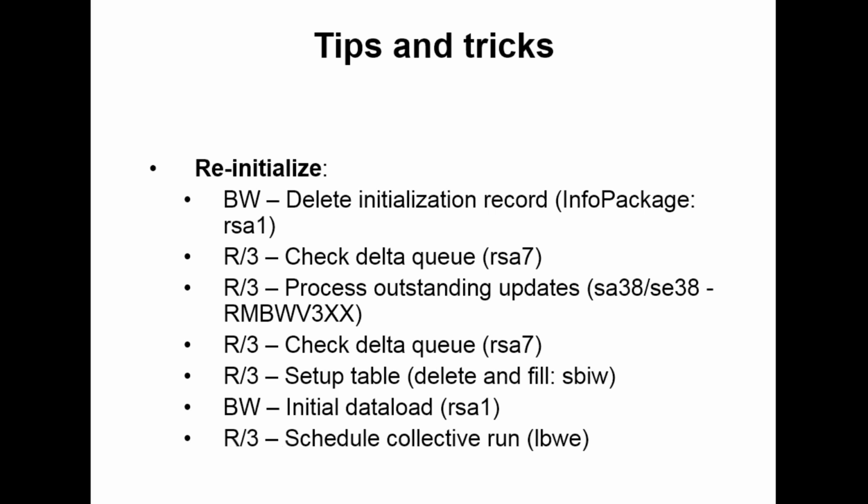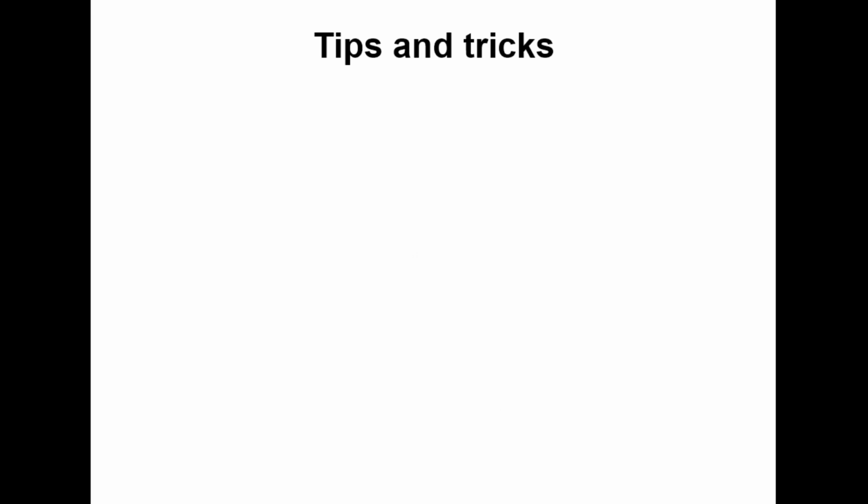Then on the ECC side, schedule the collective run, similar to the previous screen I showed in LBWE. From there it will load to the delta queue, and from there regular delta loads will be happening. Okay, setup and initial load.